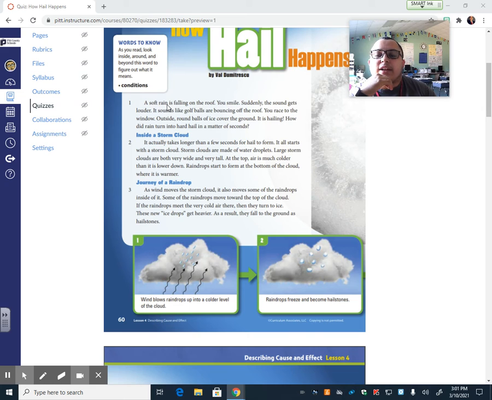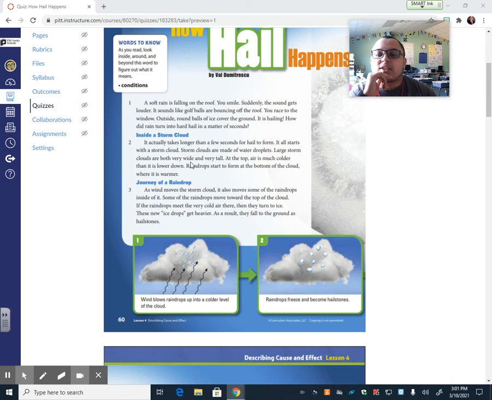A soft rain is falling on the roof. You smile. Suddenly the sound gets louder. It sounds like golf balls are bouncing off the roof. You race to the window. Outside, round balls of ice cover the ground. It's hailing. How did the rain turn into hard hail in a matter of seconds? Inside a storm cloud. It actually takes longer than a few seconds for hail to form.